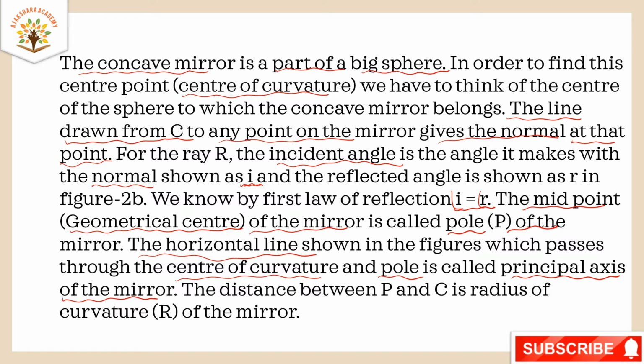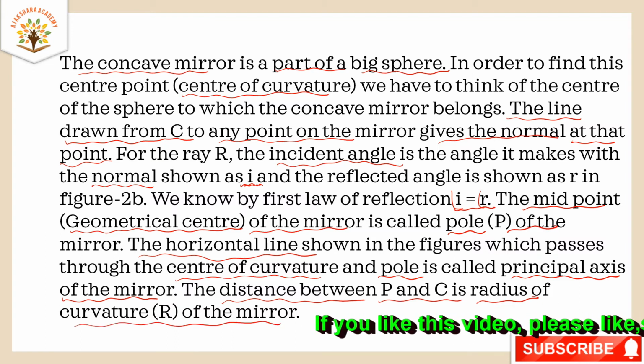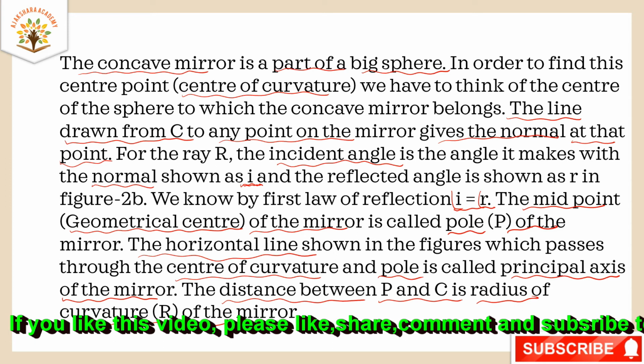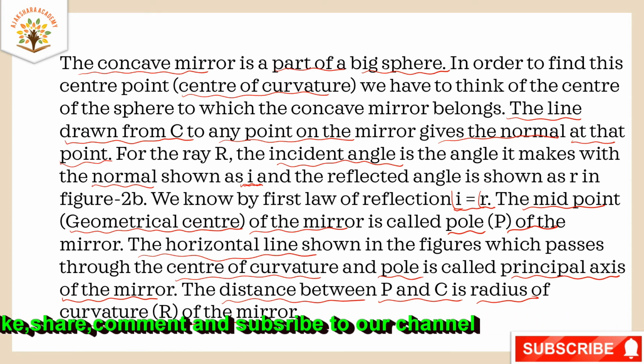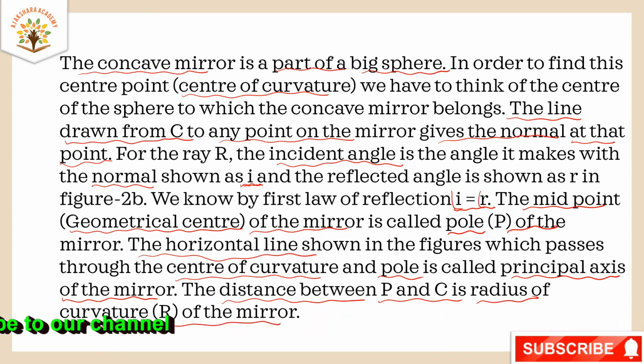Next, the distance between P and C is the radius of curvature of the mirror. P is the pole, C is the center of curvature. So the distance between the pole and the center of curvature is known as the radius of curvature of the mirror. It is denoted by the letter R.